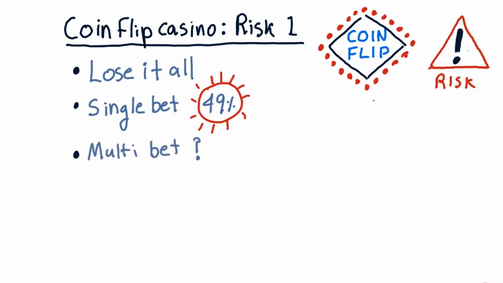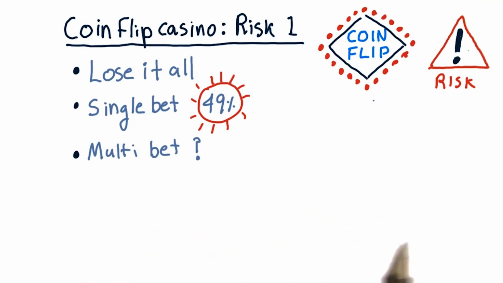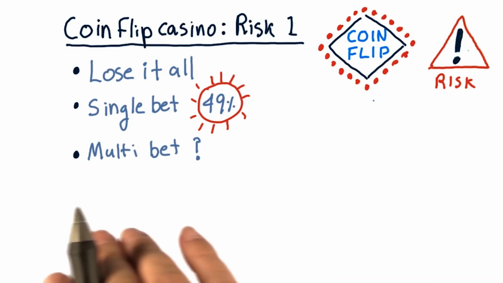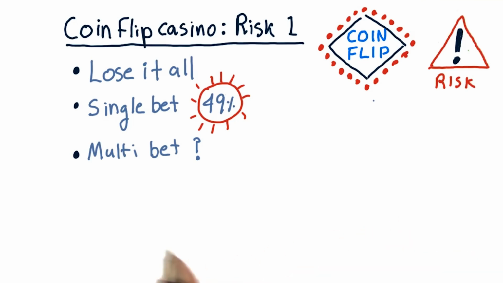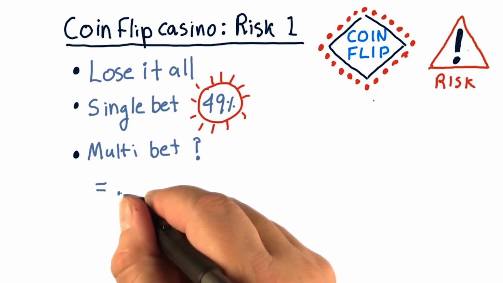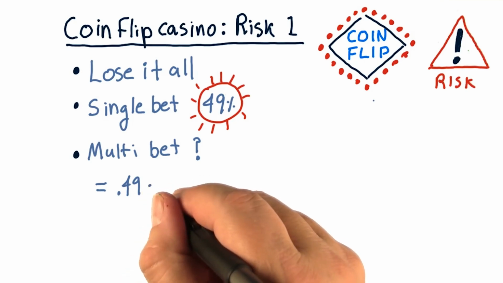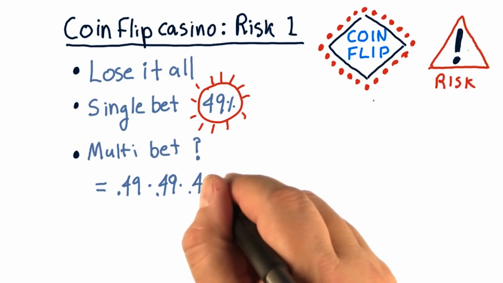Now, I want you to think a little bit. Consider the multi-bet case where we put one token on each of the 1,000 tables. So there's 1,000 coin flips, and our return is determined by the result of all those individual 1,000 coin flips. What is the chance that we would lose it all in that case? Well, the answer to that is that it's the probability that we lose on the first table times the probability that we lose on the second table times the probability we lose on the third.